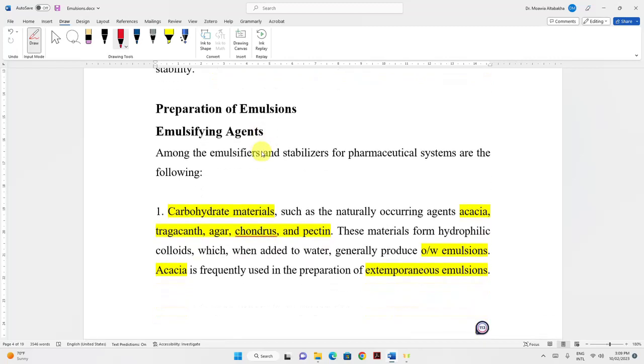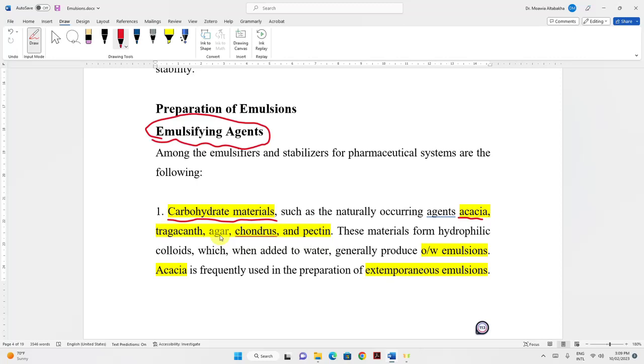Now we will talk about emulsifying agents, because these are making wonders. These are responsible for making the emulsion stable. It's not a truly stable preparation, but it is almost stable for a long period of time, because eventually it will not hold indefinitely. Such as what? We have carbohydrate materials. Examples, and you need to memorize these examples: acacia, tragacanth, agar, chondrus, pectin. These are carbohydrates.